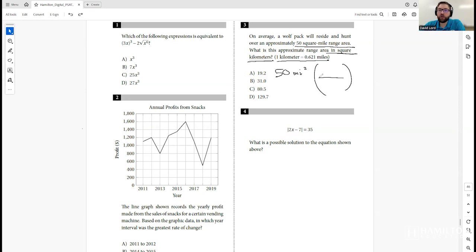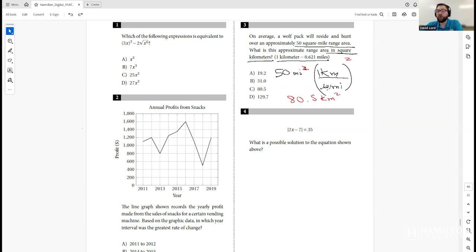And when I convert it, I want kilometers on top, and I'm going to put miles on the bottom because that's where we're coming from. And that's going to be 0.621 for 1 mile. But the question was miles squared. So whenever the unit is squared, you're going to want to square the conversion. If this had been units cubed, we'd want to cube the conversion. And that's how I got the answer of 80.5 kilometers squared.